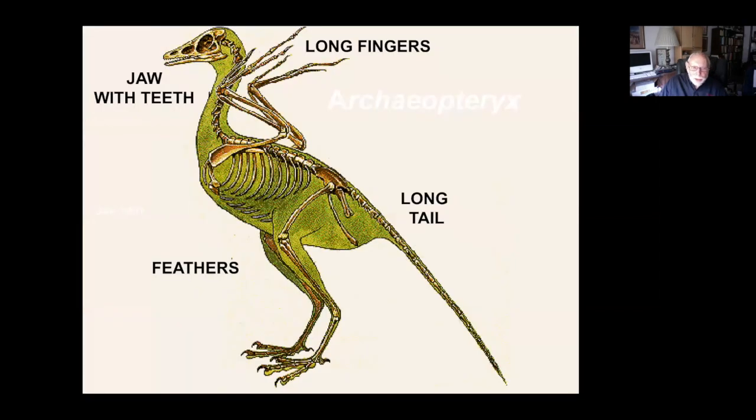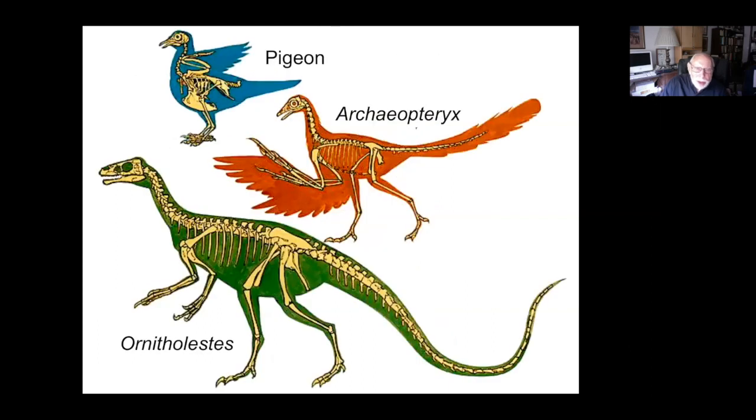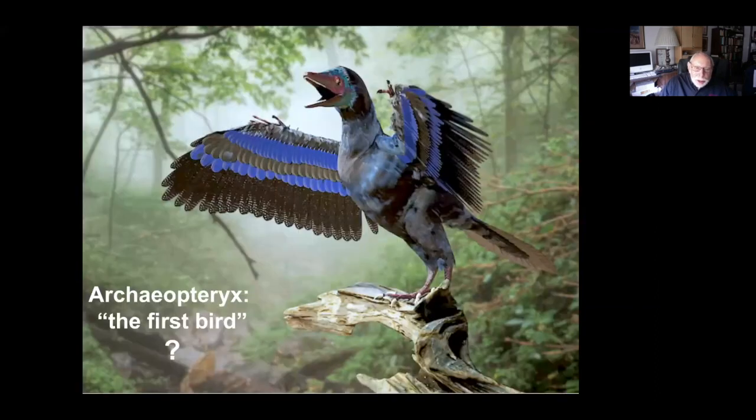And it was a strange fossil. It had feathers, long fingers, a jaw with teeth, a long tail with many vertebrae. Some of these features, like the toothed beak, the wing claws, and the long tail, are reptilian, but it also had a feathered wing, which is an avian characteristic. So what in the world was Archaeopteryx? It seemed to be something that was not quite a bird, nor was it quite a dinosaur. It's been called through time the first bird. But as it turns out, Archaeopteryx was not the first bird.